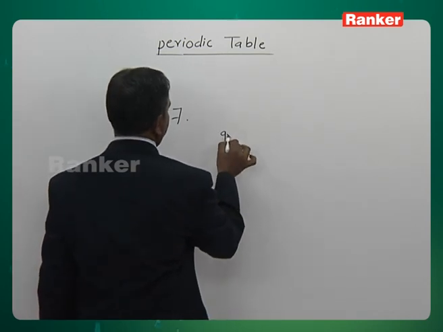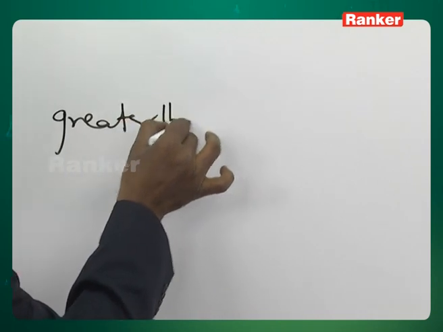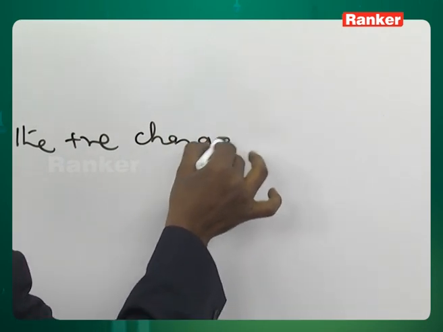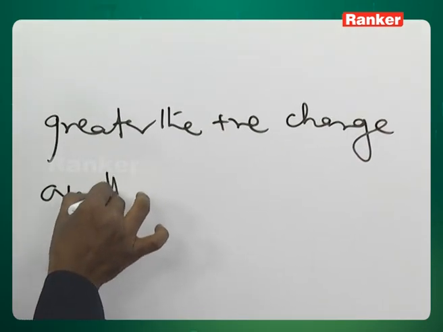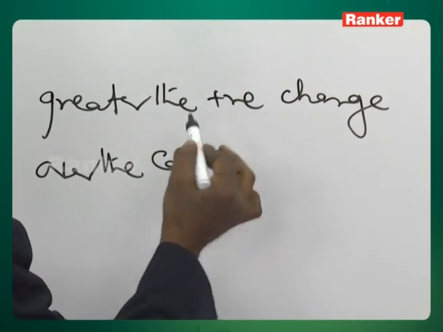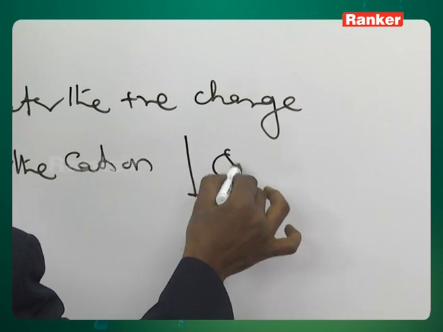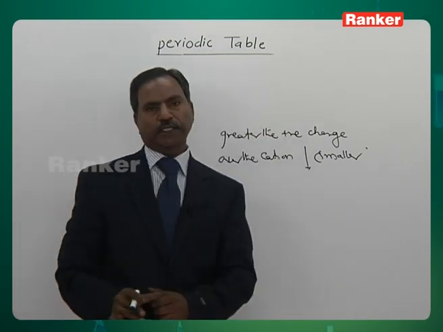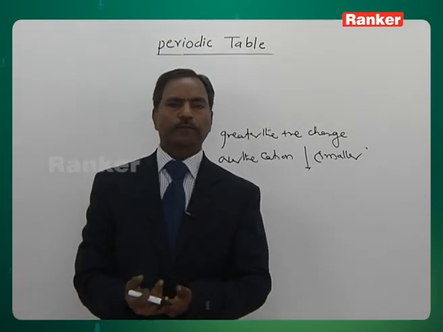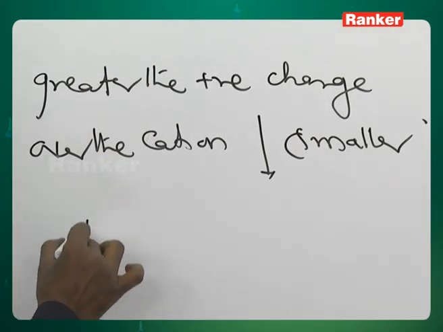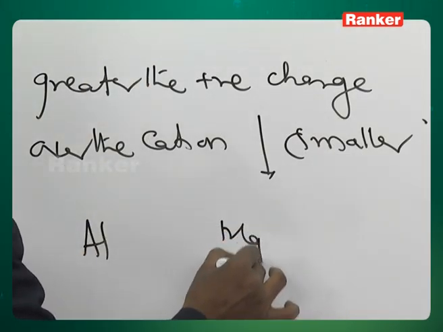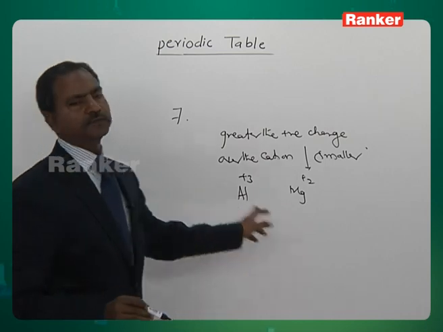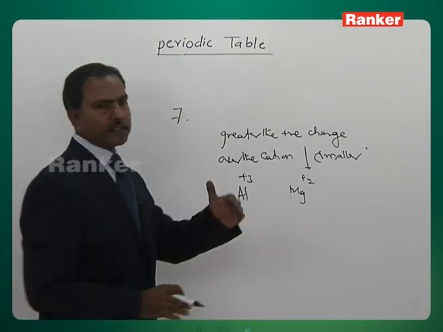Already given once: greater the positive charge over the cation, smaller will be the size. What is the reason for it? Now we talk about aluminum and again magnesium. What is given here is aluminum plus 3, Mg plus 2. Greater the charge, smaller the size. Why? The reasons are given as what?